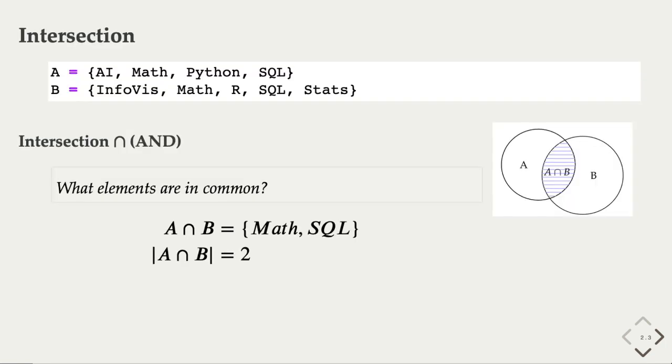Consider the skill sets of two data science teams A and B. It is easy to count the number of skills in each team and identify their cardinalities. Their intersection, or what they have in common, is the set containing math and SQL, as illustrated by the shaded area in the figure. The intersection operation is commutative, and the order does not matter.